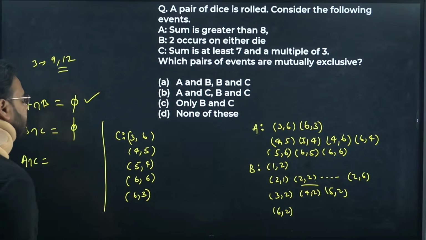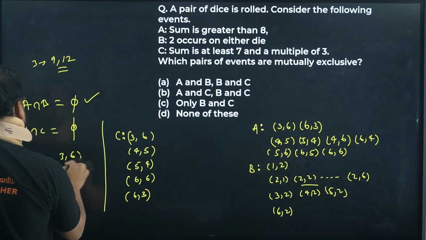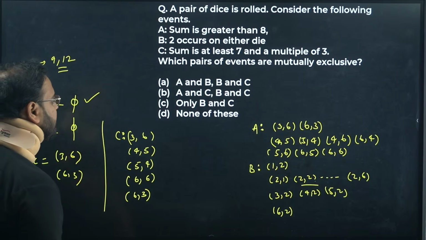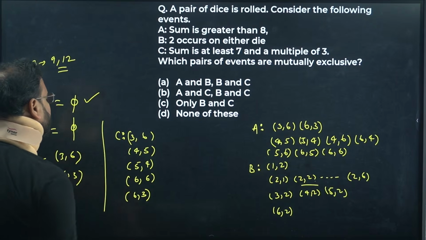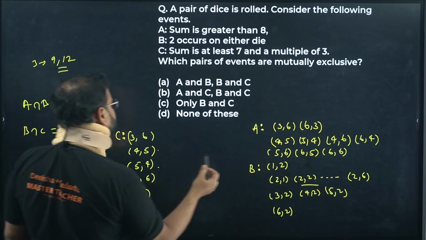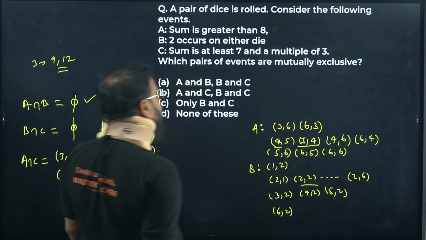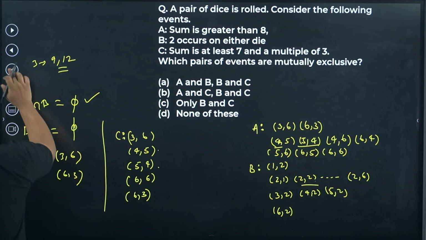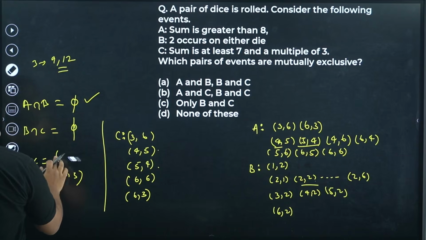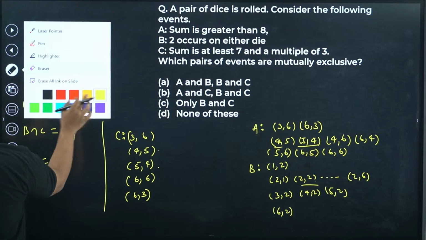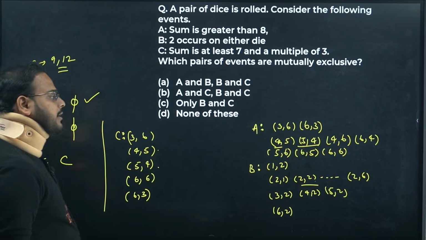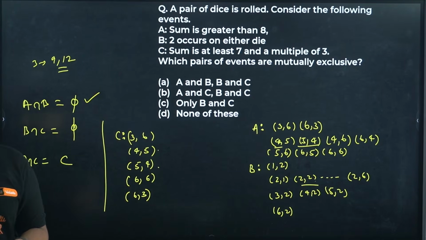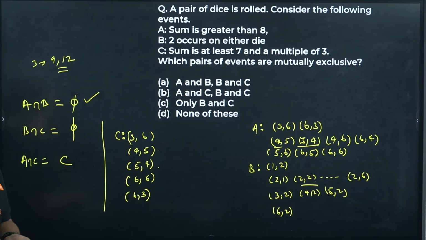What about A and C? A and C have common elements. 3, 6 is common. 6, 3 is also common. And we have 6, 6 common. 4, 5 is also common. 5, 4 is also common. Please check. All of these are common. So if I ask what's the intersection of A and C, it is simply the set C. Set C is the common set.